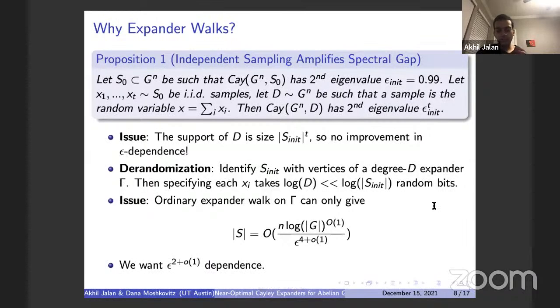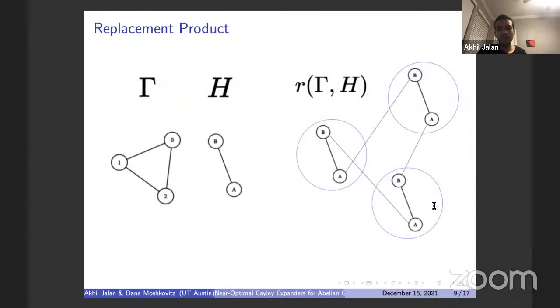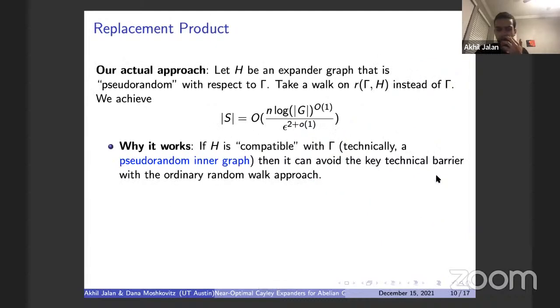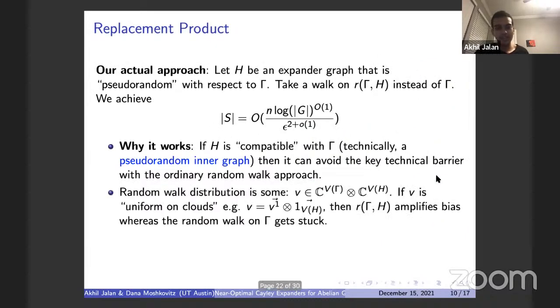So in order to get this epsilon to the 2 dependence, Tashma and actually even earlier work identified this structure called a replacement product. This is a way of taking a product of the expander graph gamma, which corresponds to our initial set, with some inner graph H. Then you replace every vertex in gamma with a copy of H, and then you connect them according to the overall structure of gamma. And this somehow, if you choose the right H, gives you an even faster bias amplification or spectral gap amplification.